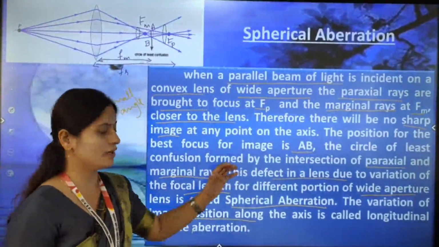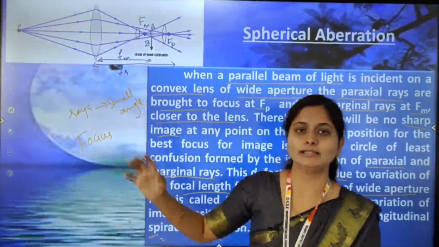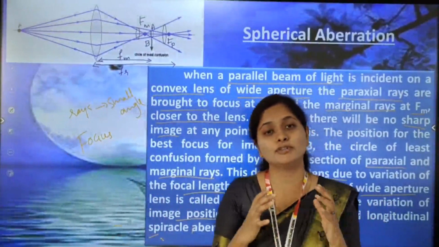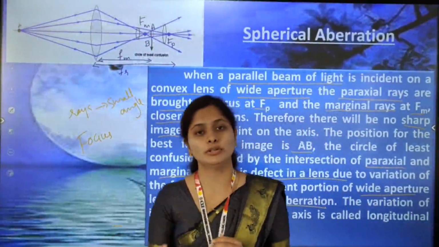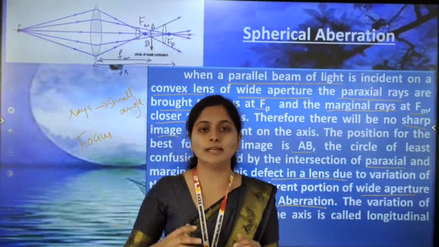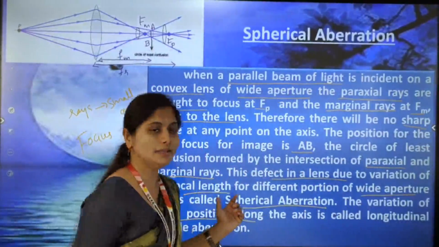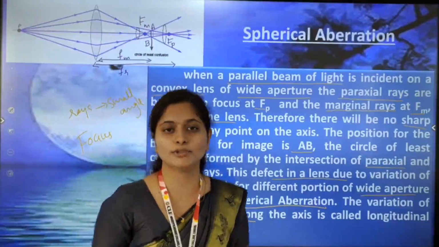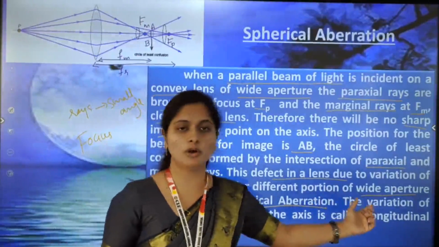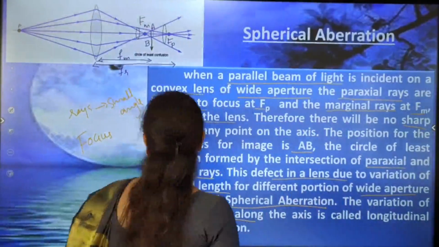Okay, next what happened? A focal length defect will be produced. So the defect or aberration is produced in the focal length, and we call this spherical aberration. And when the defect is produced in the image position, we call this longitudinal spherical aberration. Okay, we'll move to the next.